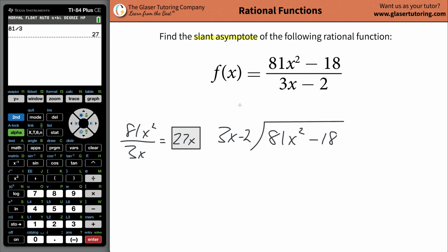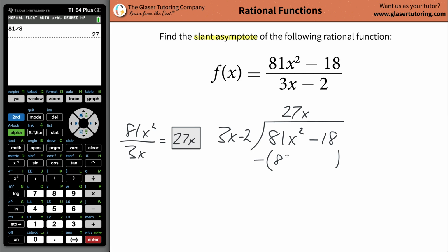You're going to take this value, 27x, which is part of the quotient, and put it on the top. It doesn't matter where it goes, just put it on the top. Then you set up your subtraction thingamajiggy, and that is the technical term in case you were wondering. You take the 27x and multiply it by each of the terms of your original denominator. So 27x times 3x is 81x squared.